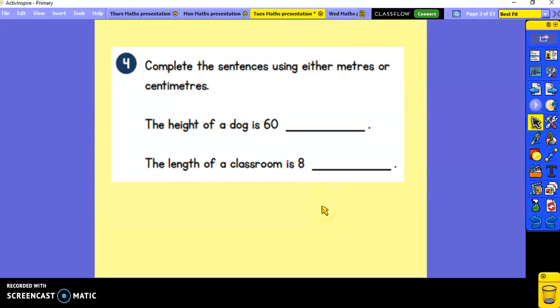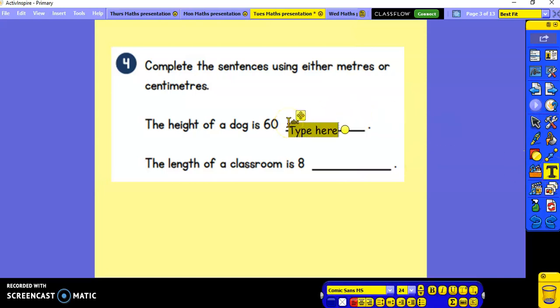So here's another little question for you to have a think about. Complete the sentences using either metres or centimetres. So again, pause the video after each sentence and either think of your answer or write it down. So the height of a dog is 60, is it centimetres or metres? And the length of a classroom is 8, centimetres or metres?